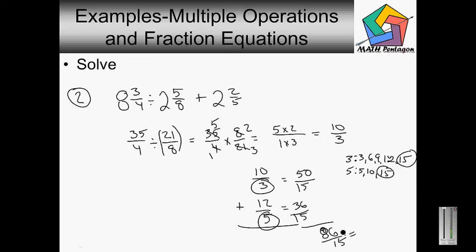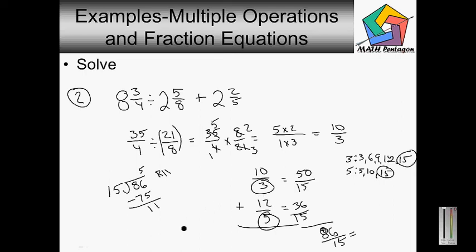Now we can't leave this as an improper fraction. We want to change this into a mixed number. So we're going to do 86 divided by 15 to make this into a mixed number. So we're going to divide. 15 goes into 86 5 times. 15 times 5 is 75, and 6 minus 5 is 1, and 8 minus 7 is 1. So we have a remainder of 11.